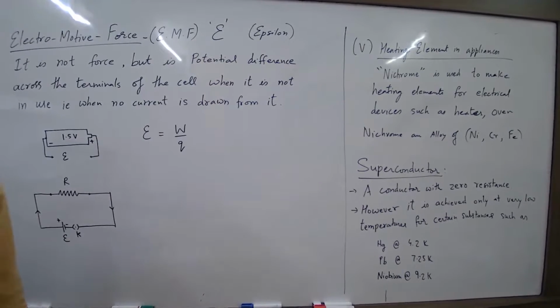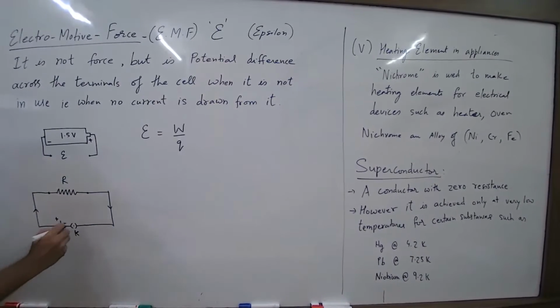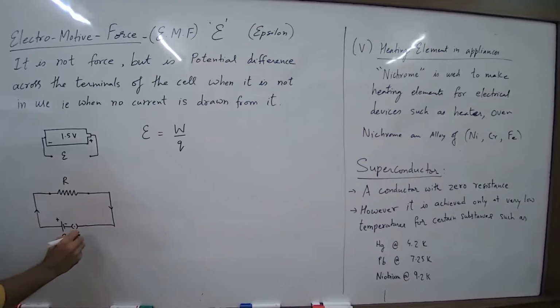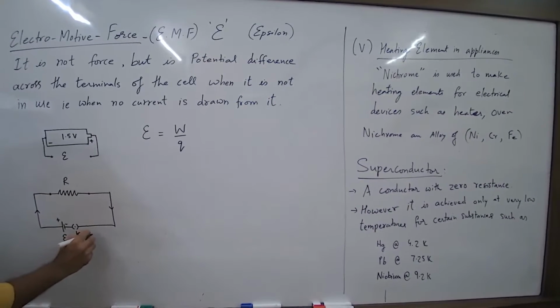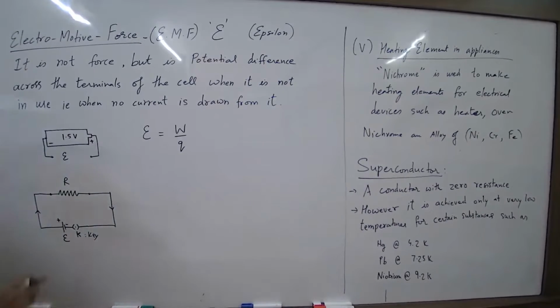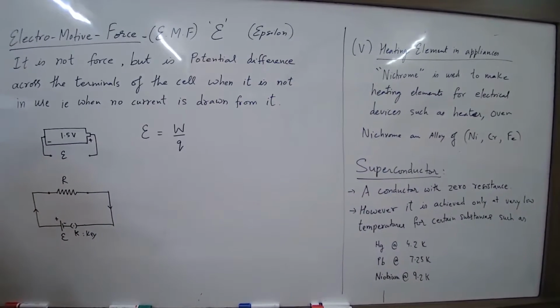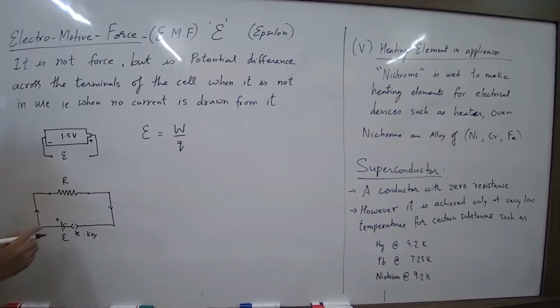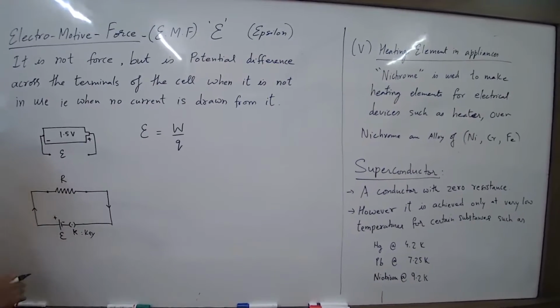So what is K? K is key. Switch key. So this circuit is not in use. No, right now it is in use. So right now I am not showing the internal resistance of the cell. So E is the potential difference.